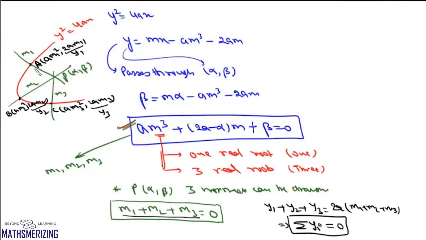Which simply means if these 3 points are feet of normals drawn from a point on a parabola, then the sum of their y coordinates must be 0. And these 3 points A, B and C, which are feet of normals drawn from point P, are called co-normal points. So for co-normal points, y1 plus y2 plus y3 must be 0 and m1 plus m2 plus m3 must also be 0. So this is the condition for co-normal points on a parabola.